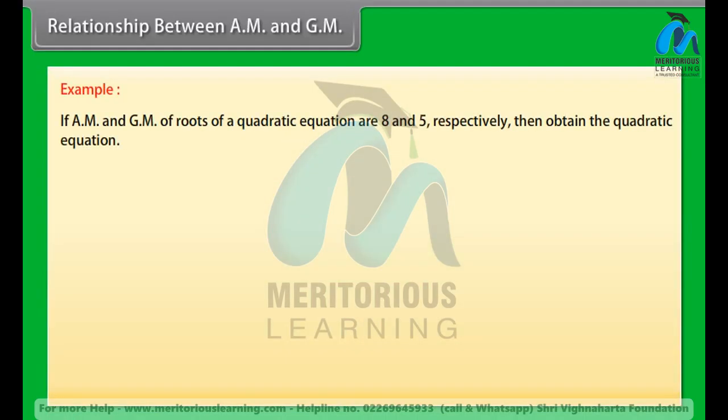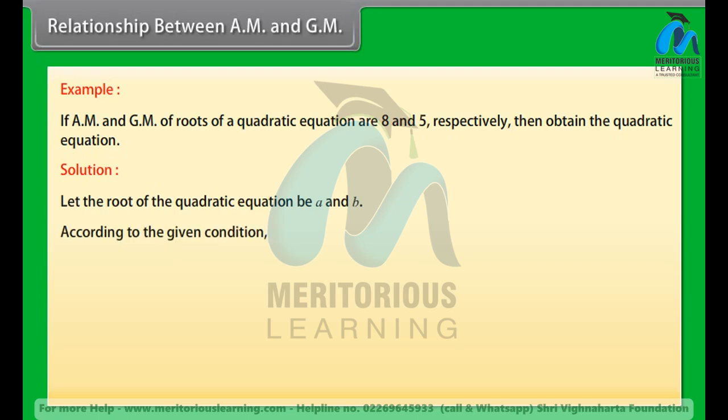Example: if AM and GM of roots of a quadratic equation are 8 and 5 respectively, then obtain the quadratic equation. Solution: let the roots of the quadratic equation be a and b. According to the given condition, arithmetic mean is equal to a plus b divided by 2 is equal to 8. It implies that a plus b is equal to 16. Let it be equation 1. Geometric mean is equal to square root of ab is equal to 5. It implies ab is equal to 25. Let it be equation 2.